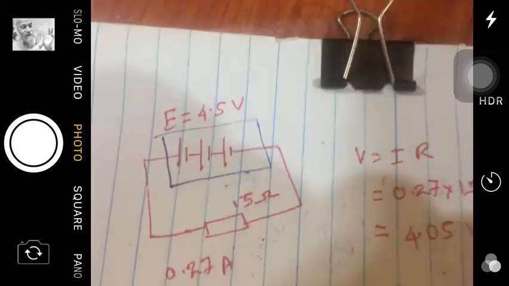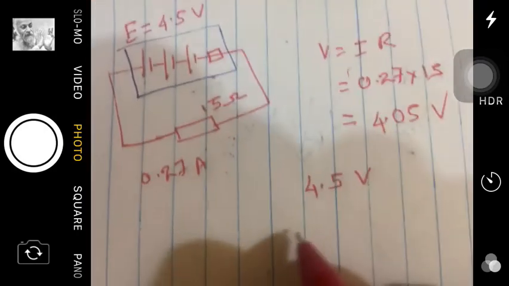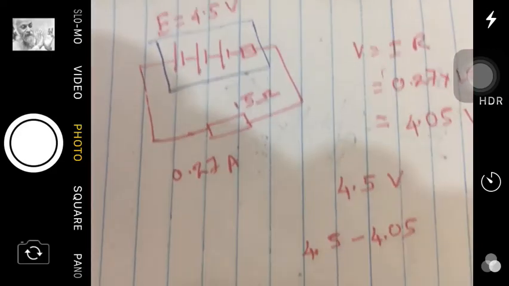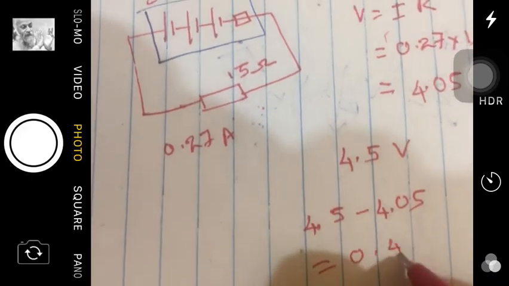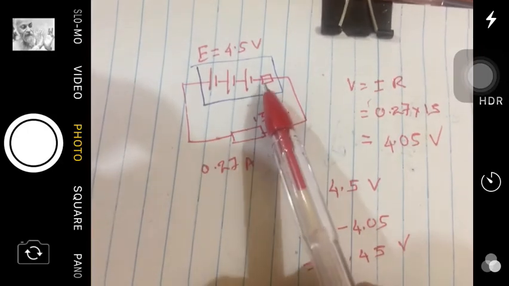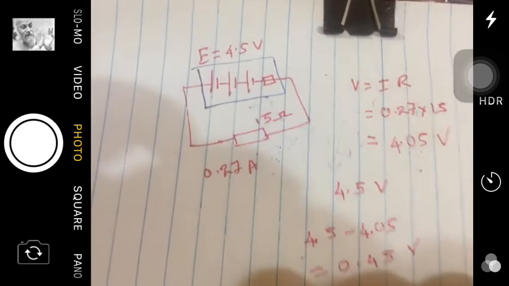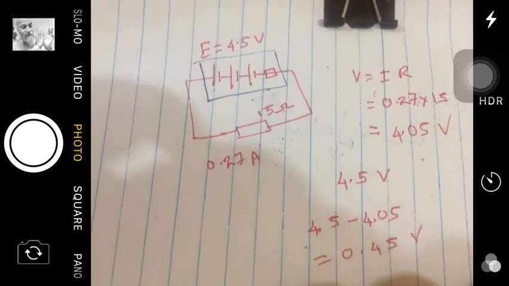So inside there is a culprit, there is a parasite, which is the internal resistance, and that internal resistance is taking the remaining voltage. 4.5 minus 4.05 gives you 0.45 volts. Now this is the total internal resistance of the 3 batteries that is taking 0.45 volts.